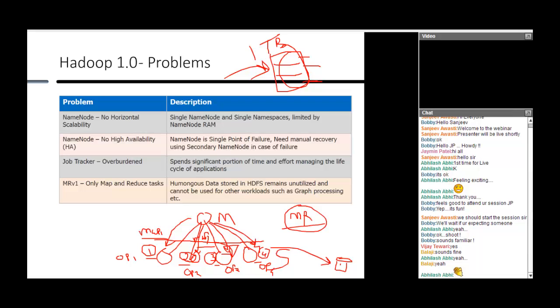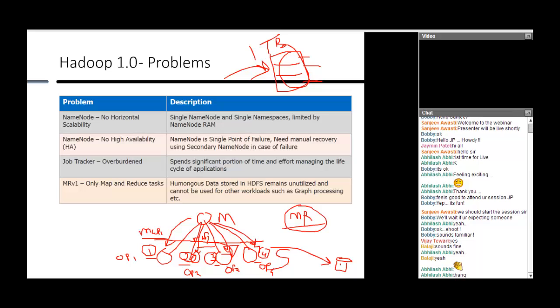Alright, so now that we have this understood, we get into the details about the problems that were there in this system. Whatever I have explained as of now is about how Hadoop works and how it executes or processes the data.